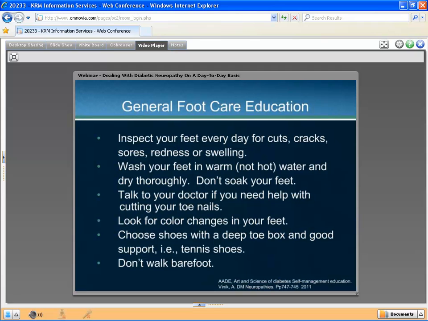The other thing we want patients to do is look for any color changes in their feet. Choose shoes that have a deep toe box and have good support. For instance, tennis shoes. If someone does not have serious problems with their feet, tennis shoes may be able to give them good support and have a deep enough toe box to be able to protect their feet. And then, of course, don't walk barefoot.